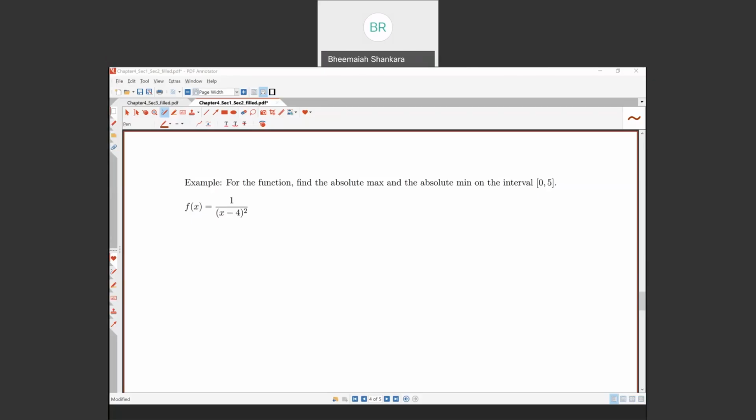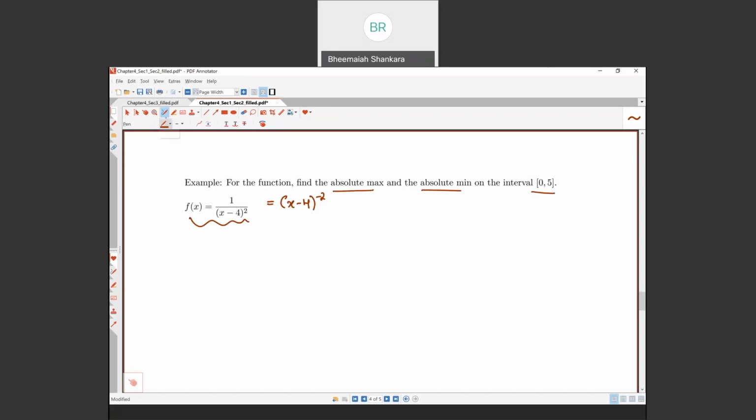So we'll continue with sections 4.1 and 4.2. In this example, you're given a function f of x and you're asked to find absolute max and absolute min on the interval 0, 5. So first, let me rewrite the function as x minus 4 to the negative 2.